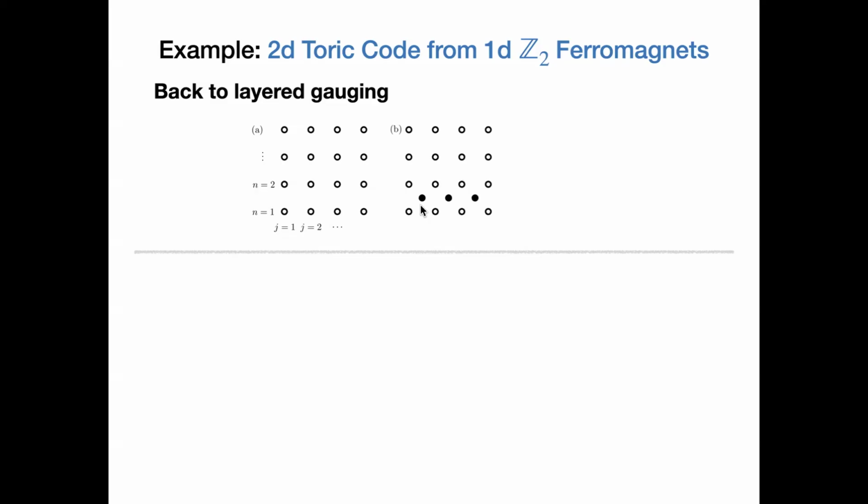As a first step of gauging, we will introduce gauge field sites between each pair of unit cells. And then we demand this type of local symmetry. This is the analog of the Gauss's law operator in the previous slide. The difference is that here, the matter field part has two qubits, because each unit cell now has two sites.